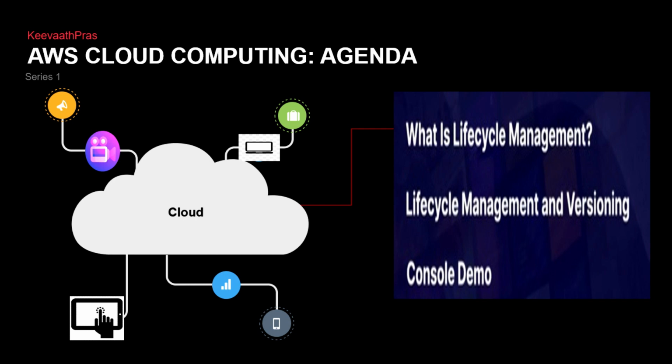Now suppose the question comes: "Hey Pras, I've created this object and put it in S3 Standard, but depending upon my usage, I want to change it to different tiers, like from S3 Standard to Infrequent Access, and from there to Glacier after a particular day. Can I do it?" Yes, you can do it. And this is called lifecycle management.